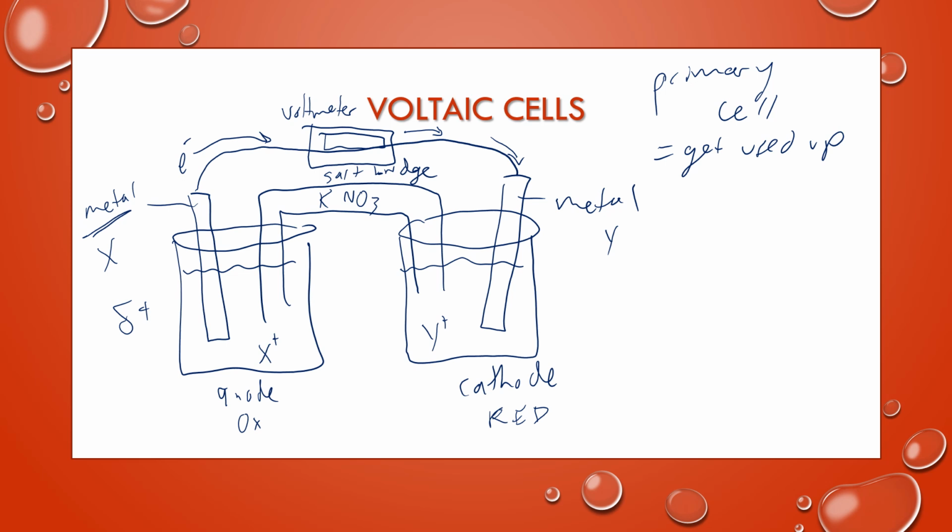So the negative ion of your salt is going to travel toward that solution to balance the charge. The positive ion will travel toward the cathode to cancel out the excess electrons that are traveling toward that side. So you have this balance going on because of the salt bridge. And you will notice if you ever build one of these, if you take out the salt bridge, nothing will happen. You won't be able to read a voltage anymore because the charge has to be balanced for the reaction to continue.